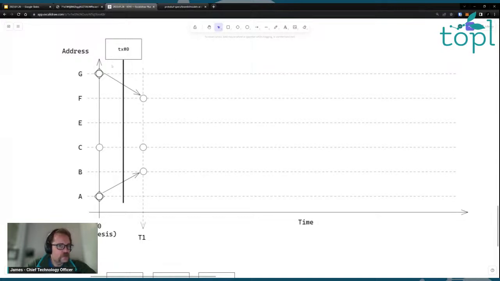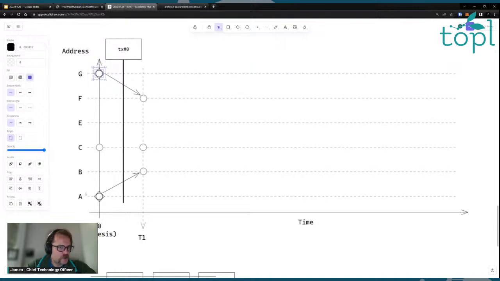Transaction 0 seems to have consumed the T0A UTXO and the T0G UTXO. And it transforms them. G sends theirs to F, so this is the new UTXO. C wasn't involved in transaction 0, so their token just stays where it was. And then A sent their token to B.